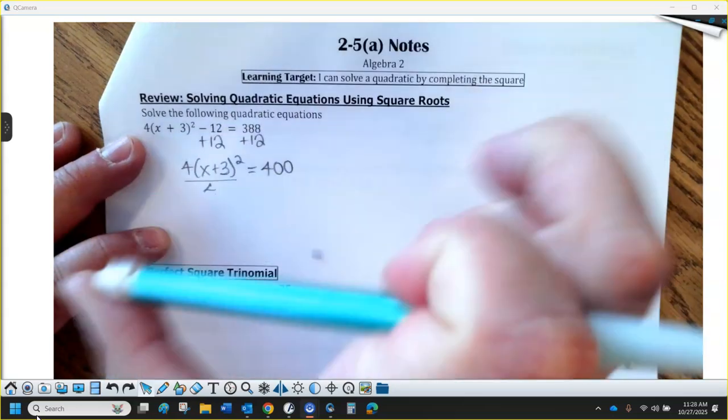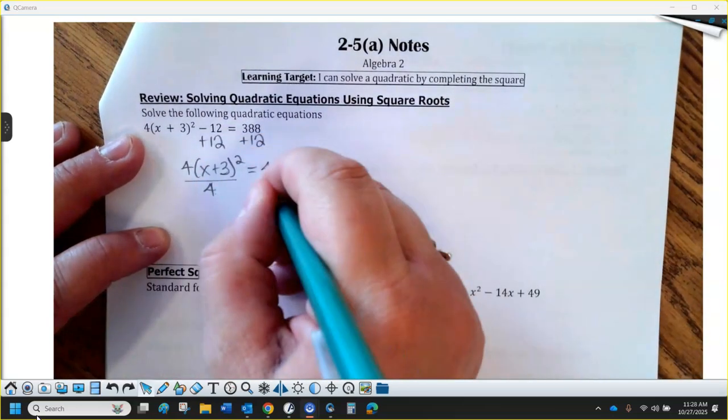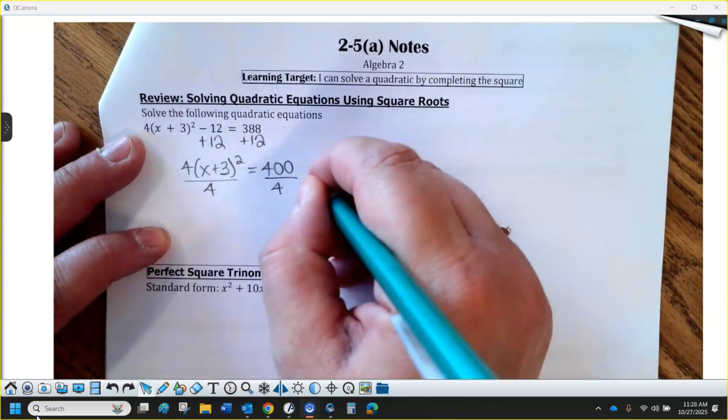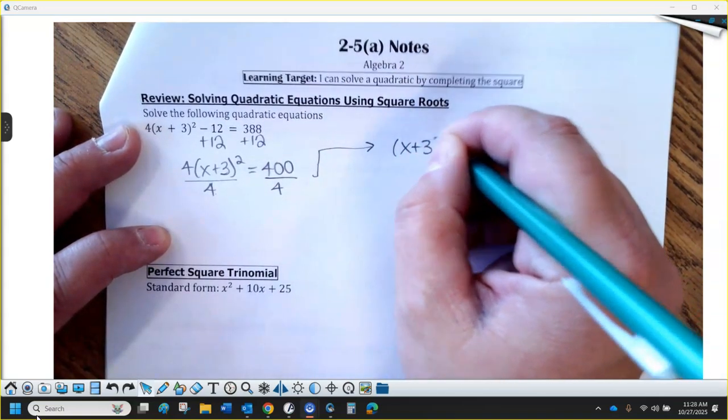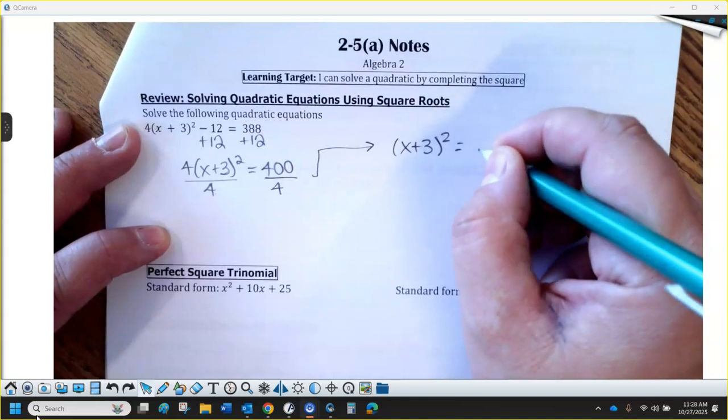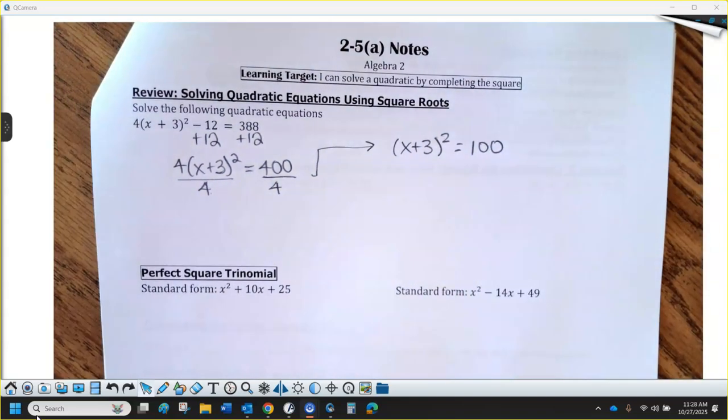All right, divide by 4. And I'm going to write this over here so I have a little bit more room. So I still have the parentheses, x plus 3 squared. 400 divided by 4 will give us 100. Okay, what next? Square root.